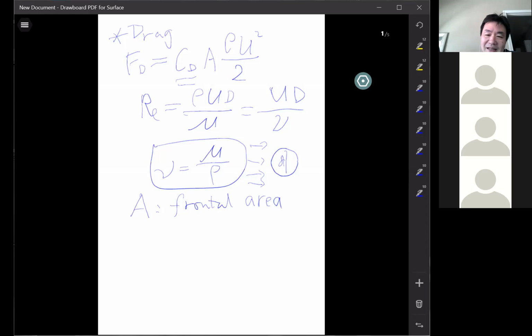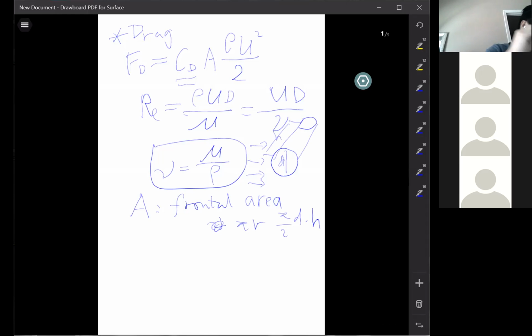Okay, let's say a cylinder. You're right. Definitely, you're right. If we talk about 2D, yeah, it is half pi d, or pi d times length. In reality, it's a cylinder, so you times the length of the cylinder or the height. Okay. So, oh no, I think the frontal area is not like this.